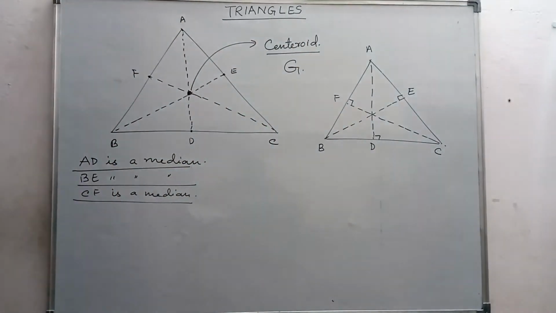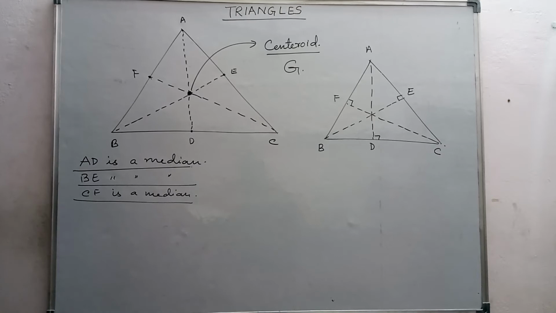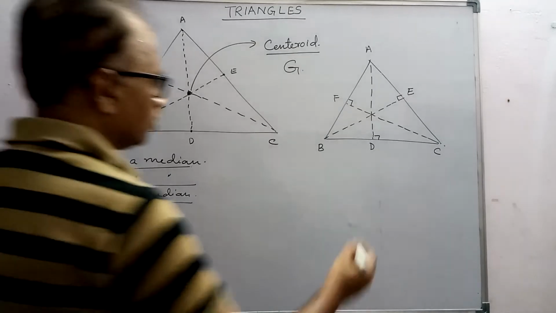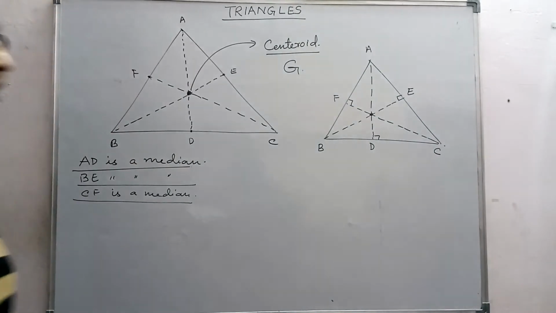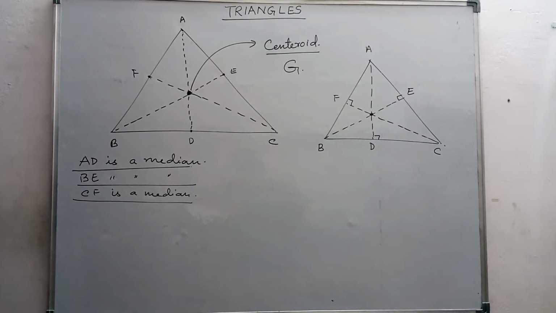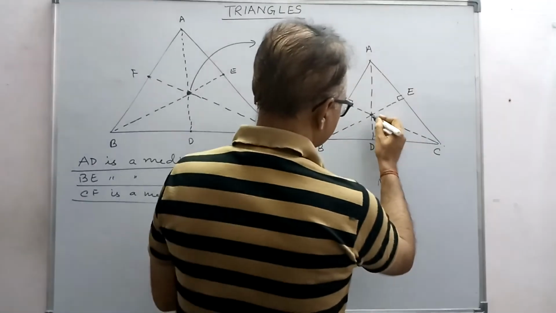So AD is an altitude, that is, a perpendicular from A on the line BC. Similarly, BE is perpendicular to AC and CF is perpendicular to AB. Now all these three altitudes are also concurrent. They pass through a common point. This is the common point through which all the altitudes of this triangle pass. And this is called the orthocenter.